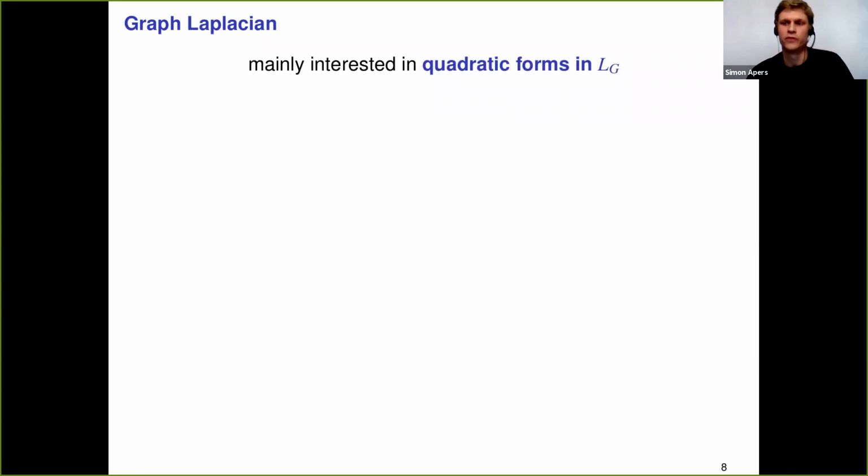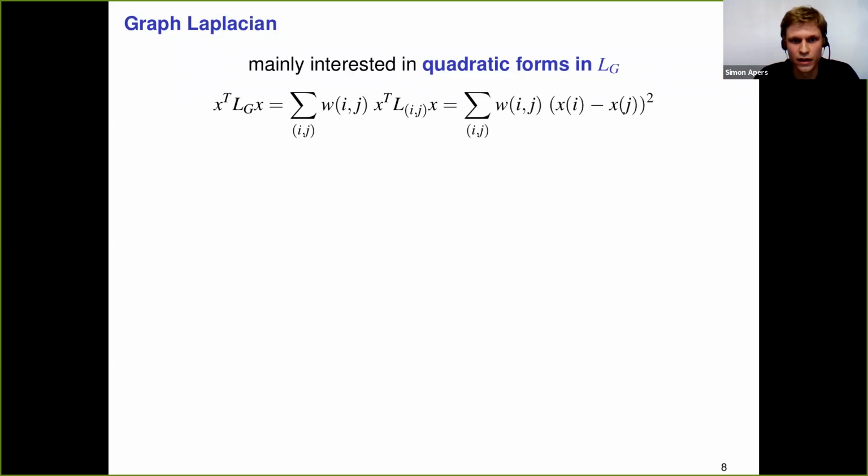And specifically, we'll be interested in quadratic forms in the Laplacian. So a quadratic form can be expressed as follows, where x is an n-dimensional vector, so n is the number of nodes. We basically take the inner product of x transpose with Lx. By linearity, this is equal to the weighted sum of x transpose L_ij x, and it quite easily follows that this is basically the weighted sum of the squared differences of this input vector x.